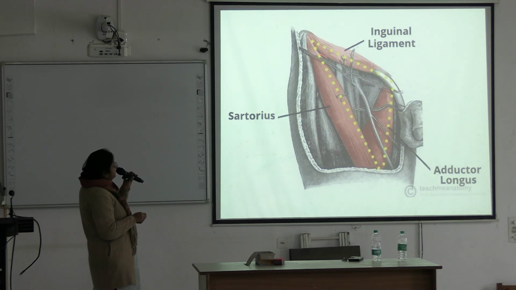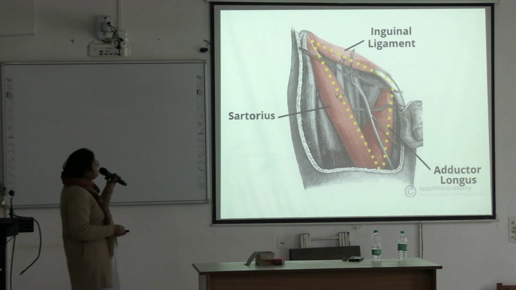Okay. And here you can see the muscles forming the floor of the triangle. Iliacus, here this white colored one is the tendon of the psoas major. So these are together forming iliopsoas. Then here will be the pectineus and this part is the adductor longus. So all these four muscles are forming the floor.